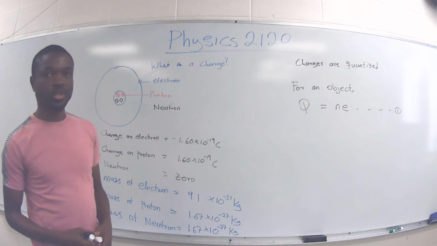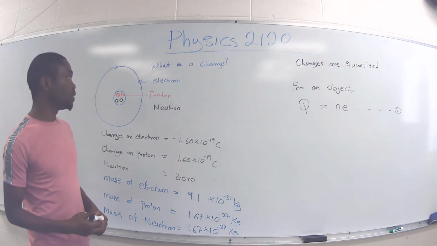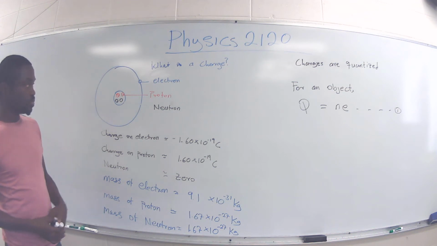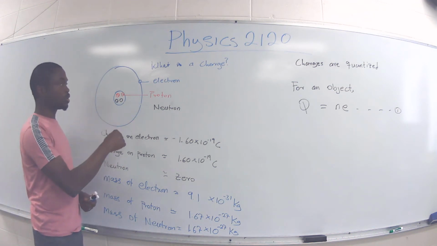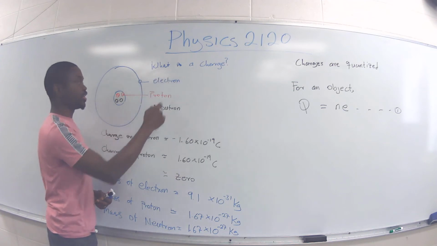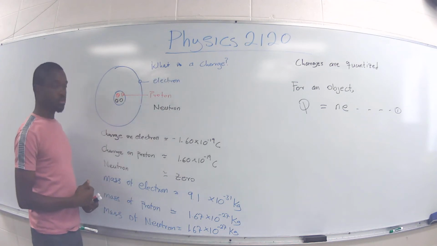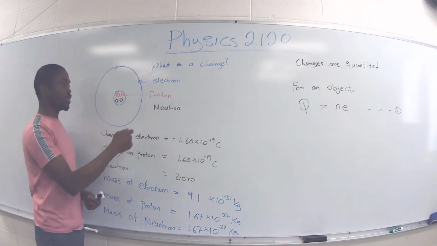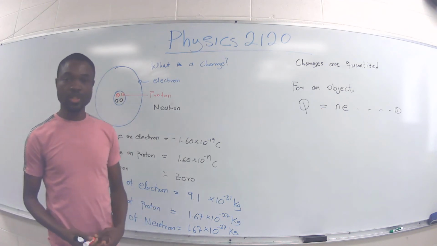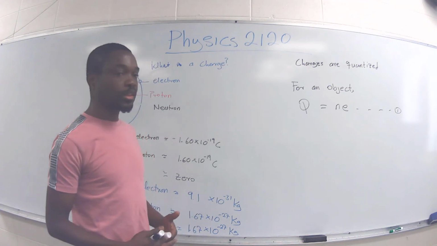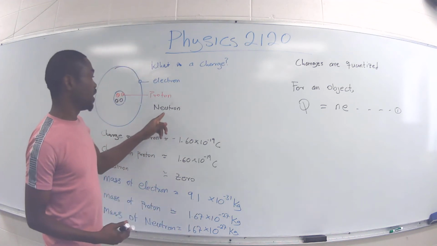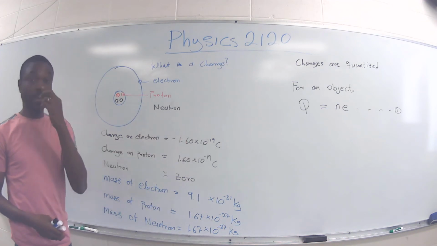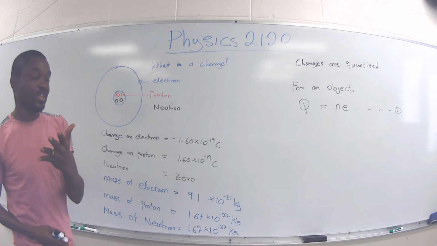The basic constituents of matter have all been assigned charges. For the electron, which orbits the nucleus, it has a negative charge. The proton, which is in the nucleus of the atom, has a positive charge. But the neutron, which is also in the nucleus of the atom, has zero charge. Or we can say that it has no charge.